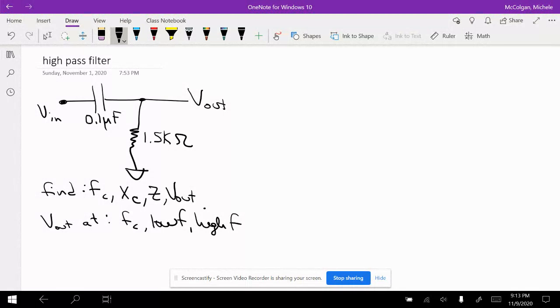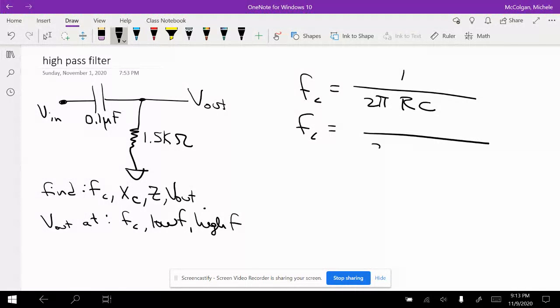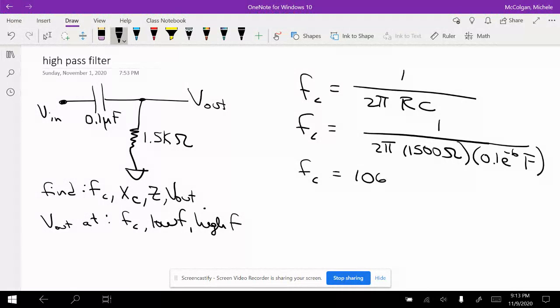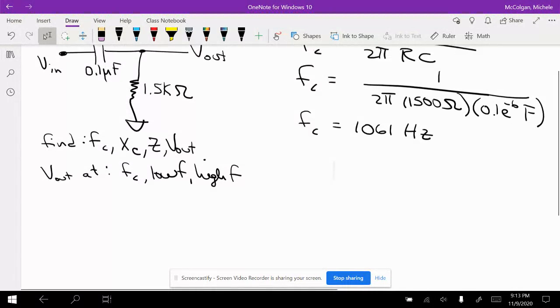Okay, so let's start by calculating the cutoff frequency. This is going to be 1 over 2 pi RC. So FC is equal to 1 over 2 pi times 1500 ohms times 0.1 e to the minus 6 farads. And so when we plug that in, we get 1061 hertz. So that's our cutoff frequency.